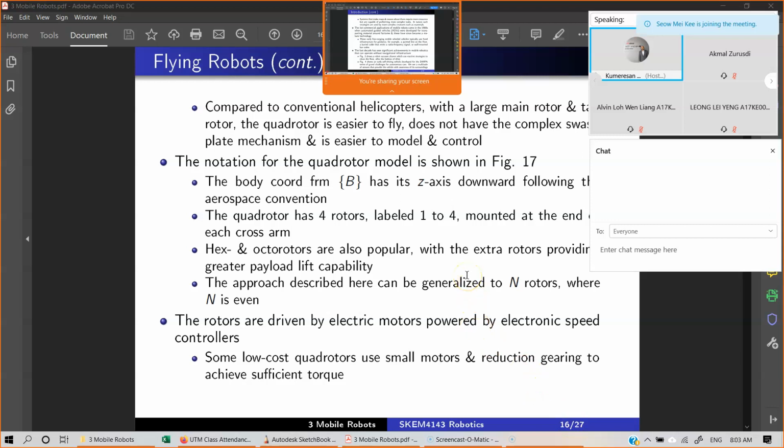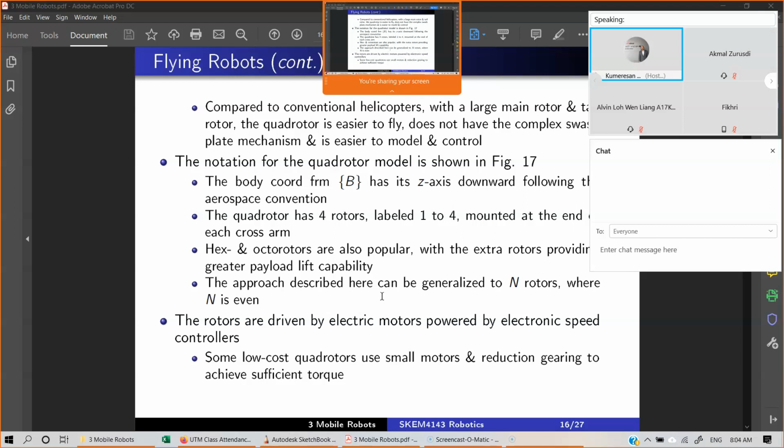Starting from slide 16, we discussed the quad rotor. So in chapter 3, the core topic is the quad rotor. We have discussed in the video, or I have explained, the mathematical model of the quad rotor, and also the controller part.